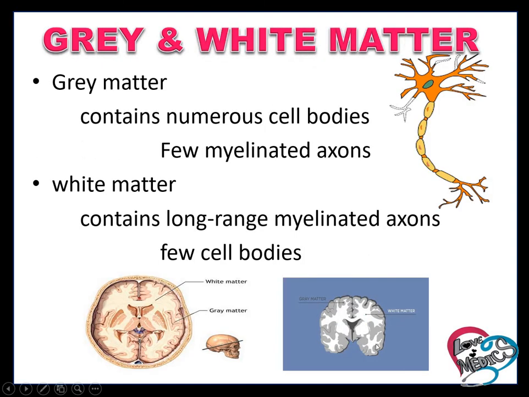Gray matter and white matter. In the brain, gray matter is present on the outside and white matter is present on the inside of the brain. Gray matter contains cell bodies of the neuron and a few myelinated axons, and white matter contains long-range myelinated axons and a few cell bodies.